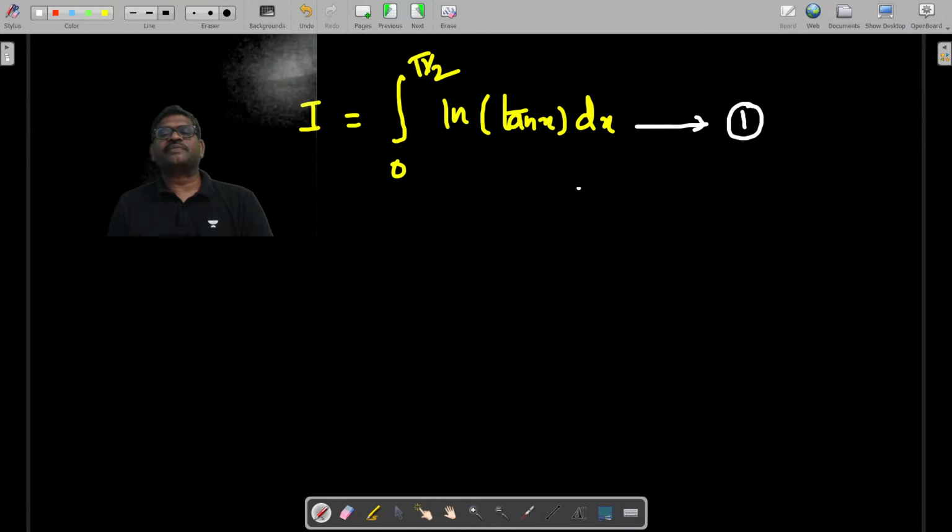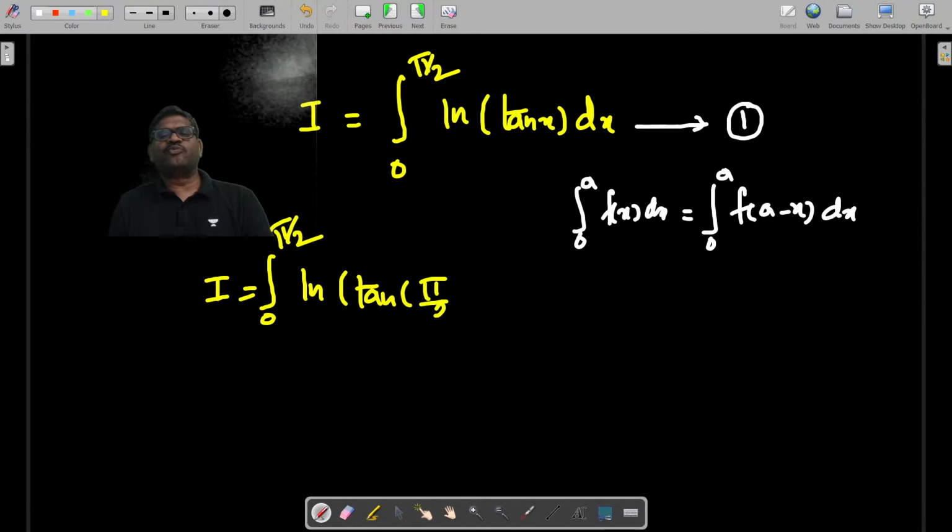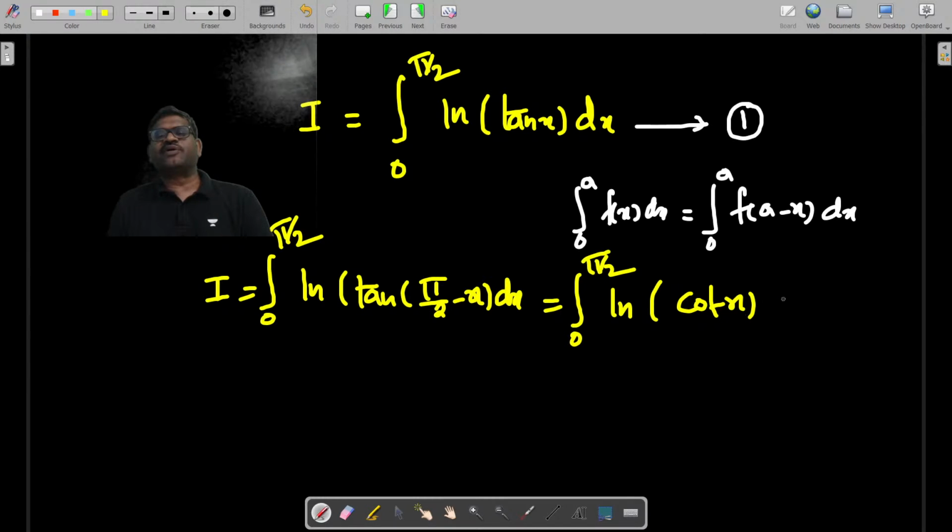We have one property: integral 0 to a of f of x dx equals integral 0 to a of f of a minus x dx. By applying this formula, you can write the integral I is 0 to pi by 2 log tan (pi by 2 minus x) dx, that is 0 to pi by 2 log tan (90 minus x), which is cot x, dx. Tan 90 minus x is cot x, that is called equation 2.